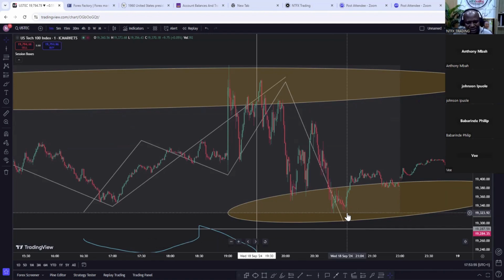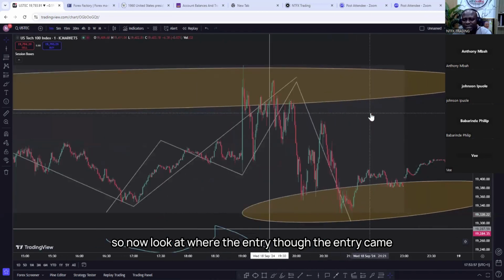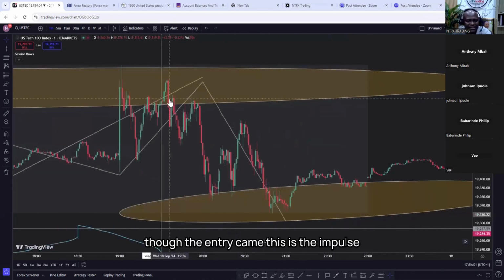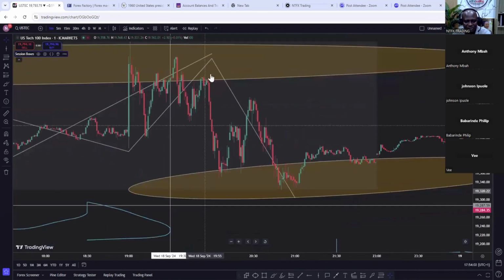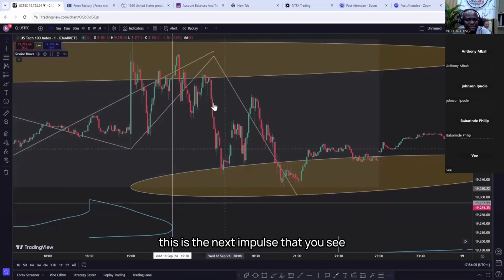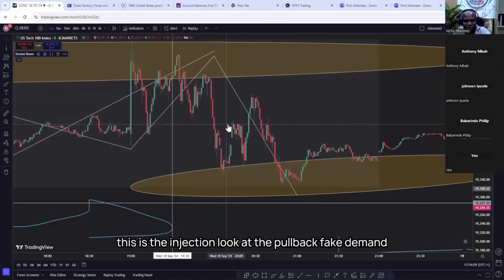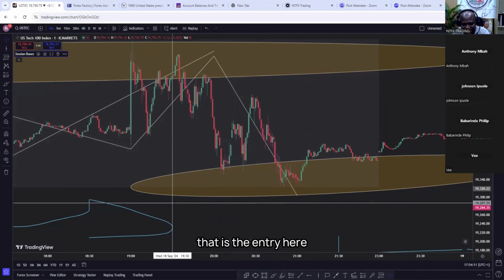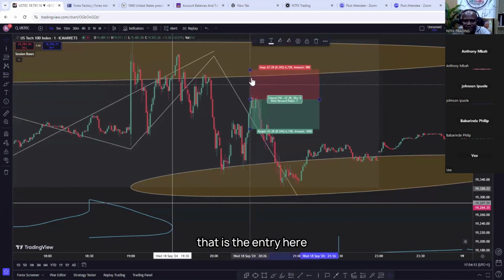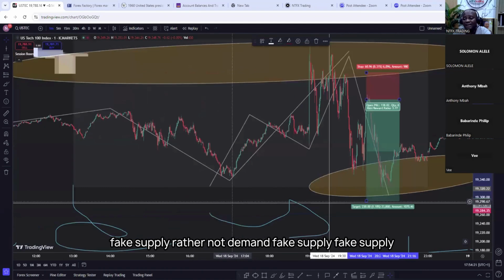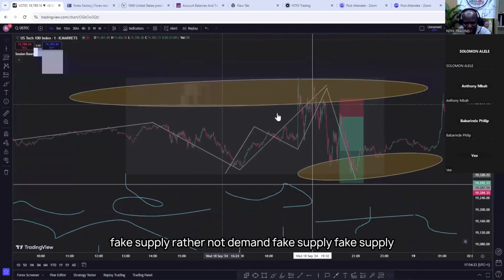Do you understand? So now look at where the entry came. This is the impulse. This is the next impulse that you see. This is the injection, after that mitigation. Look at the pullback, fake demand. That is the entry here. I told you where the injection is. That defines your stop loss. That's it. Fake supply, sir. Fake supply, rather, not demand. Fake supply. Do you see it?